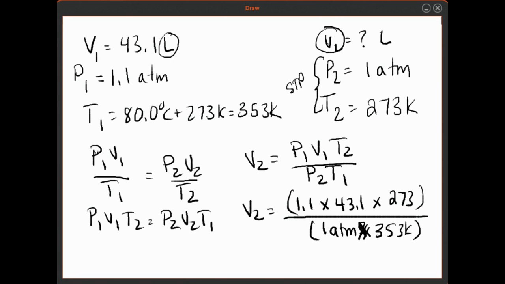We will get 1.1 times 43.1 times 273 equals, divided by, and then in parentheses, 1 times 353, close parentheses, equals, and we get 36.7. Volume 2 is 36.7 liters. So the important part of this problem is understanding this right here, that STP is its own set of conditions.